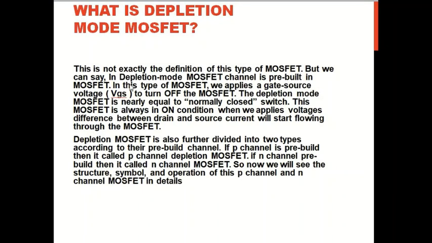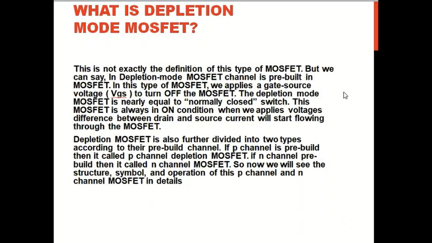And what is depletion mode in a MOSFET? In a depletion mode MOSFET, the channel is pre-built in the MOSFET. In this type of MOSFET, we apply a gate source voltage to turn off the MOSFET. The depletion mode is nearly equal to a normally closed switch, which means the MOSFET is always in the on condition. When we apply a voltage difference between drain and source, current will start flowing through the MOSFET.